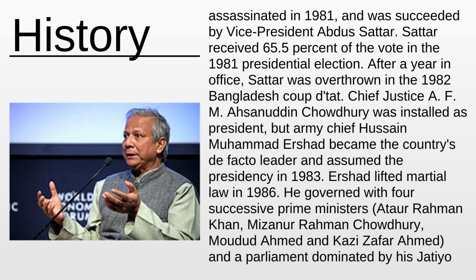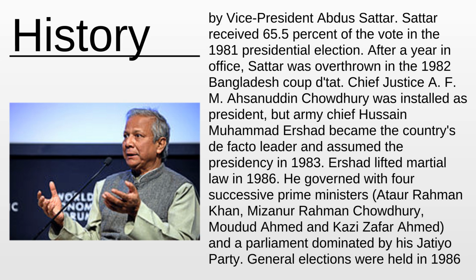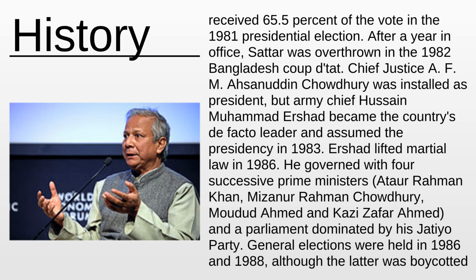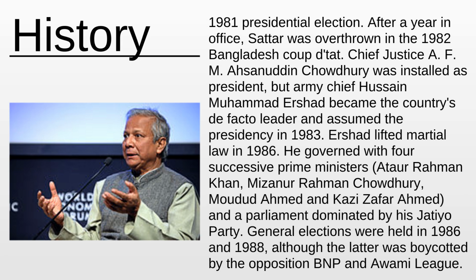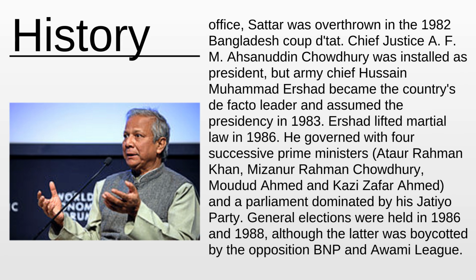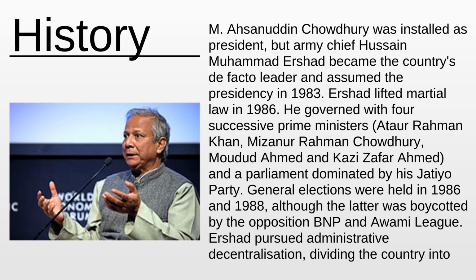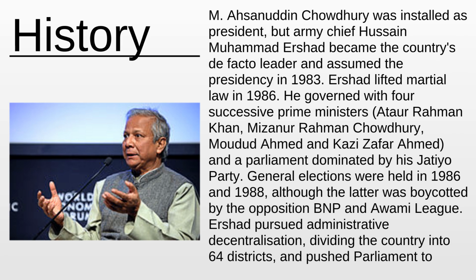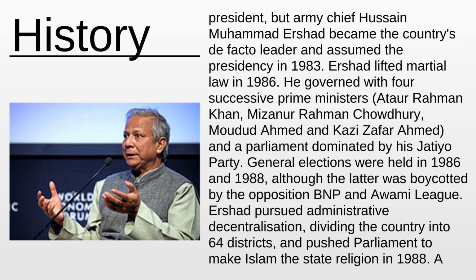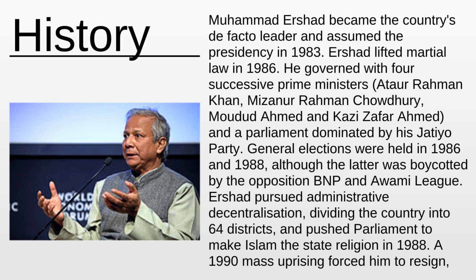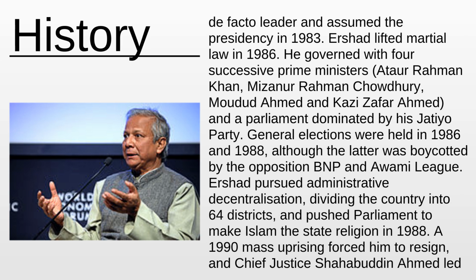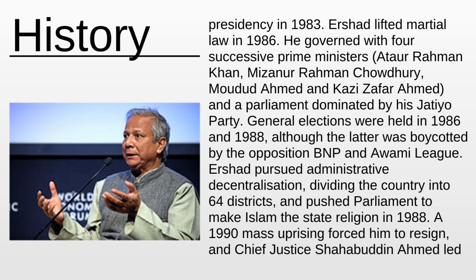Sattar received 65.5% of the vote in the 1981 presidential election. After a year in office, Sattar was overthrown in the 1982 Bangladesh coup d'état. Chief Justice AFM Ahsanuddin Chowdhury was installed as president, but Army Chief Hussain Mohammad Ershad became the country's de facto leader and assumed the presidency in 1983. Ershad lifted martial law in 1986.